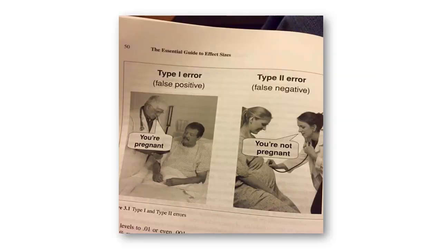And I have a graphic in the notes, in a humorous way, a picture from a statistics textbook, that a false positive is a doctor telling a man that he's pregnant, an older man at that. A type 2 error is telling a woman who is obviously pregnant that she's not pregnant. That's a false negative. So I thought that was kind of clever.